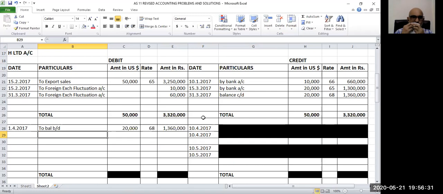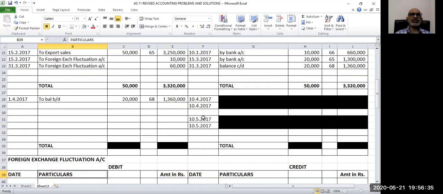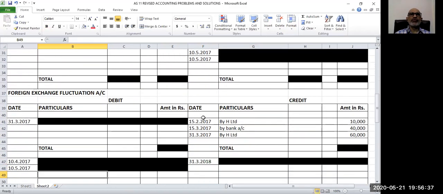As far as foreign exchange fluctuation account is concerned, you have to transfer the balance to profit and loss account. Now we have a gain. We have a gain of 110,000. The entire gain is transferred to P&L account.